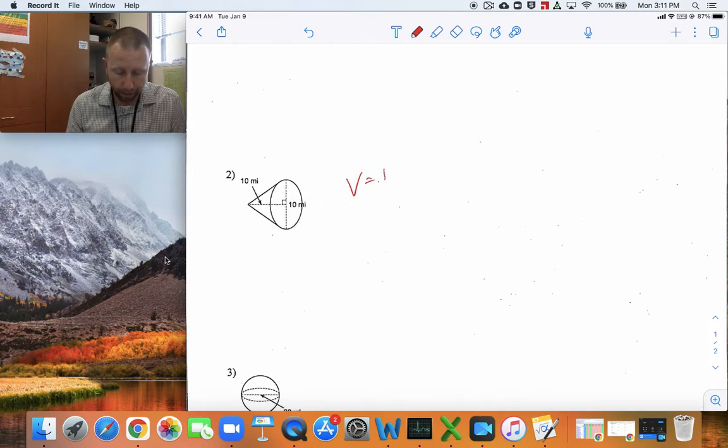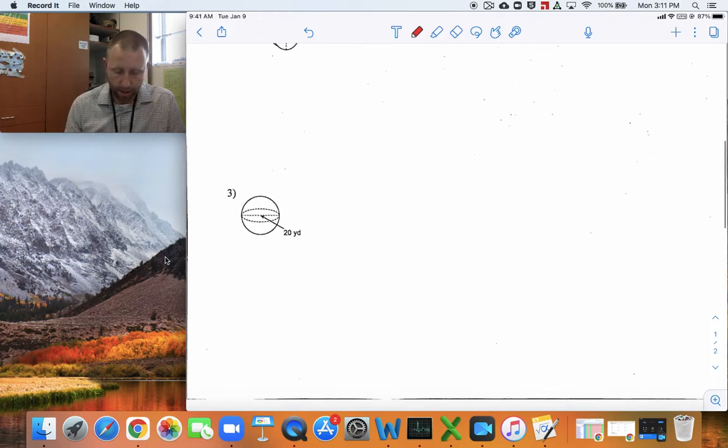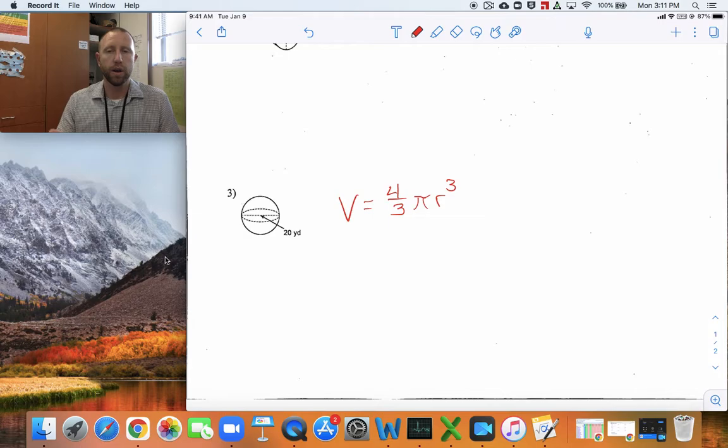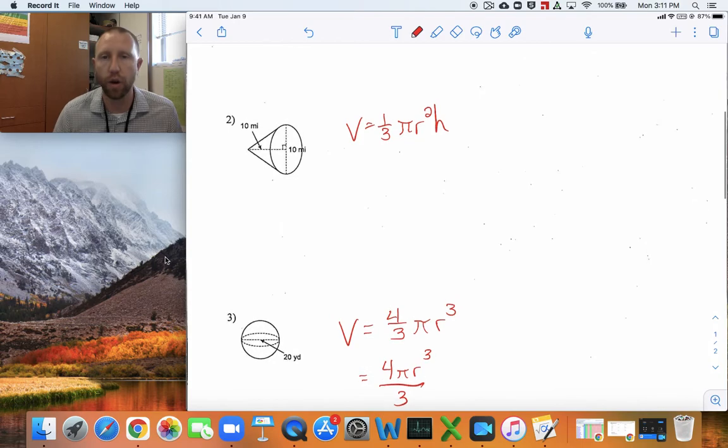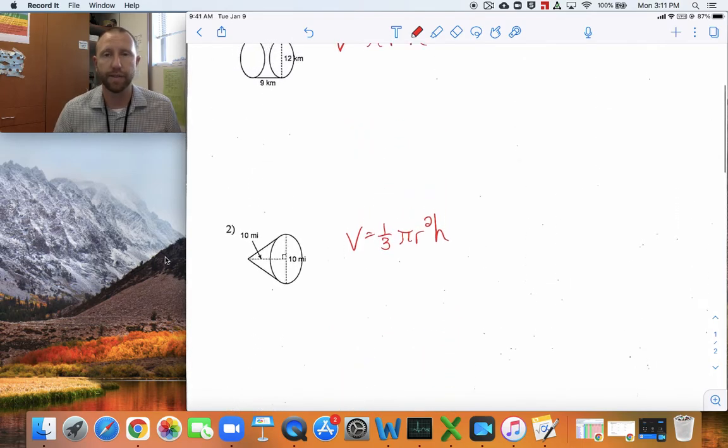V equals 1/3 pi times radius squared times height. And then for the sphere, we found out that it was 4/3 pi times radius cubed. Or remember, some of the times we were saying that's the same thing as 4 times pi times radius cubed divided by 3. Okay, same thing, just a little different way of writing out that same formula. For all of these, we know r stands for radius and h stands for height.